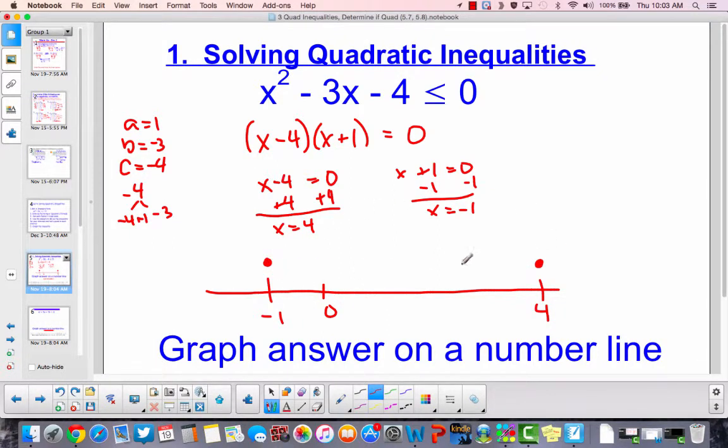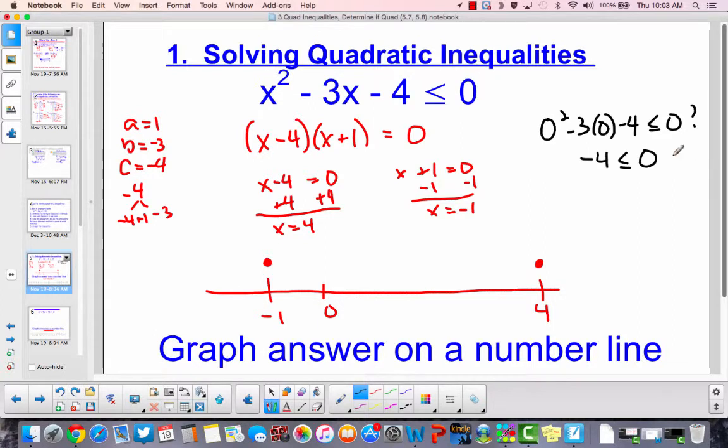But we need to figure out, are we talking about the stuff in between, or are we talking about the stuff on the ends? So we test a point. What is an easy point to pick between negative 1 and 4 to plug into here? Right, we can pick 0. So we put a 0 into here. I get 0 squared minus 3 times 0 minus 4 is less than or equal to 0. And I want to know, is that a true statement? So is negative 4 less than or equal to 0? Yes, it is. So that tells me that everything in between here should work.